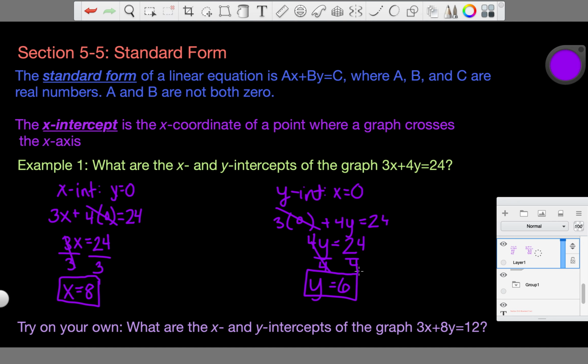So the next problem is for you to try on your own. It's the same thing, finding the x and y intercepts for the following graph.